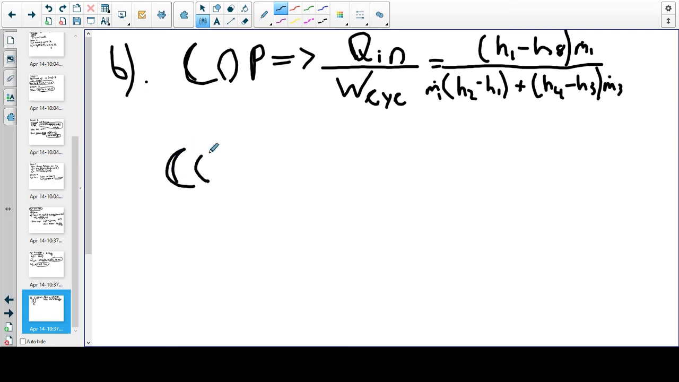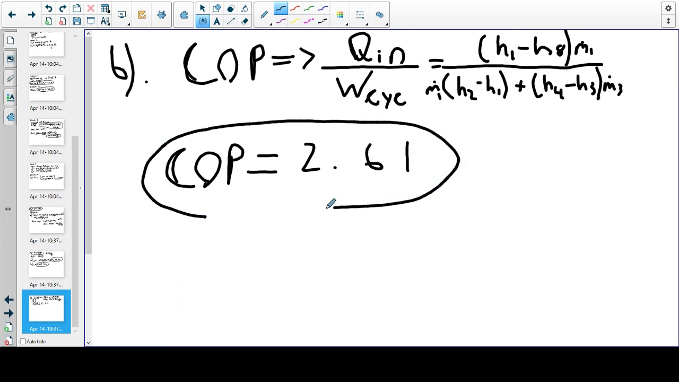And if you put in all your H values and your m dots, all that fun stuff, you will get a COP equal to 2.61. And I think that is the end of the problem.